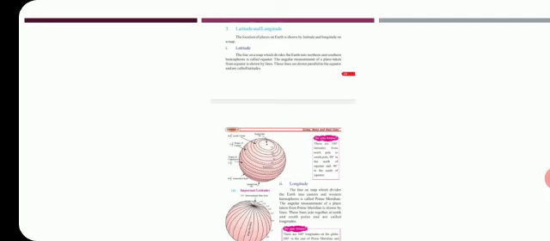The equator lies at 0 degrees, halfway between the north and south pole. You can see it here in this picture. There are 180 degrees of latitude from north pole to south pole, 90 degrees north of the equator and 90 degrees south of the equator.